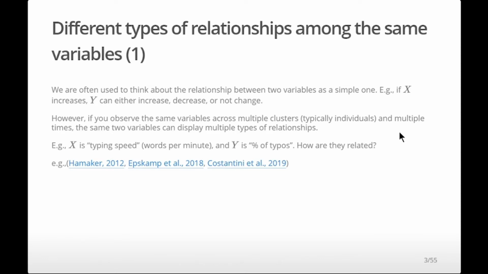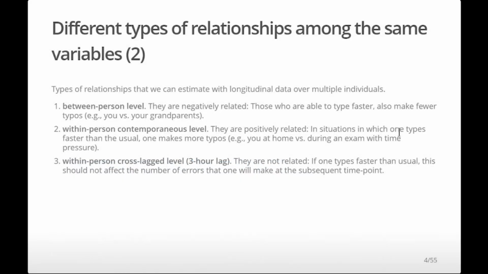They are positively, negatively, and unrelated if you observe them across different people and over time. At the between person level, they are negatively related. So people who typically type faster, for example you, young scientists, make fewer typos than people who type slow, like your grandparents, who also make more typos. That's ability. That's an ability trait.